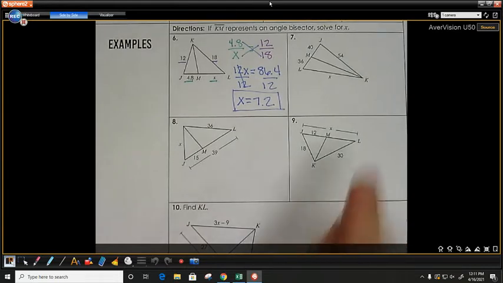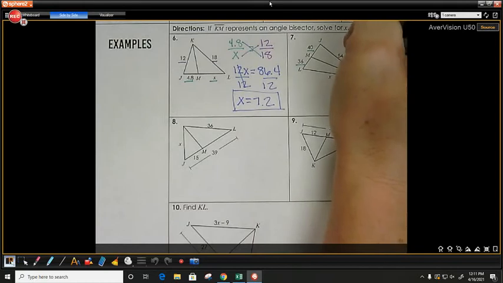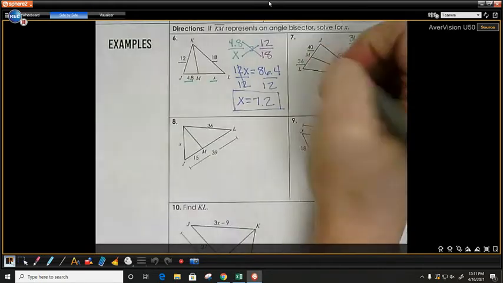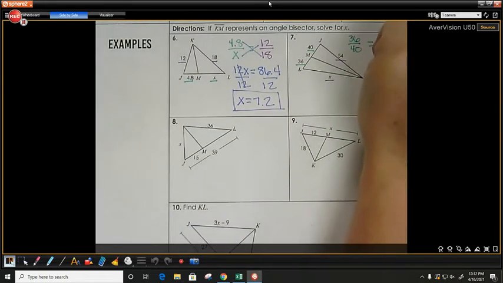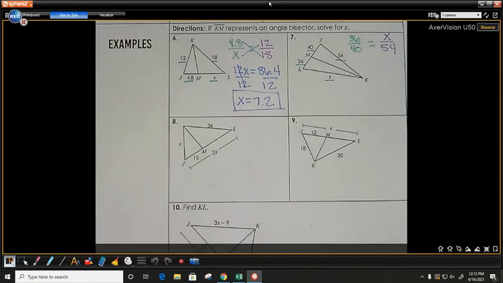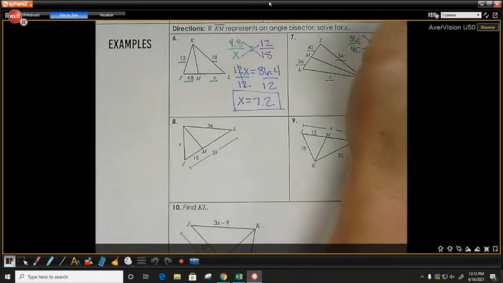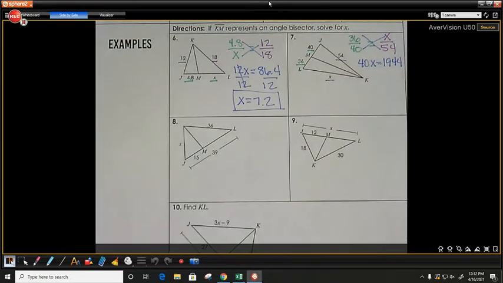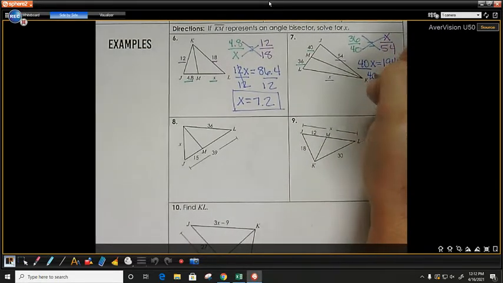So again, KN is an angle bisector, therefore the side that the angle bisector is cutting, touching, or intersecting is going to be proportional. So 36 over 40 is going to equal x over 54. So I'm going to cross multiply, and I get 40x equals 1,944. Divide both sides by 40, and we get x is 48.6.